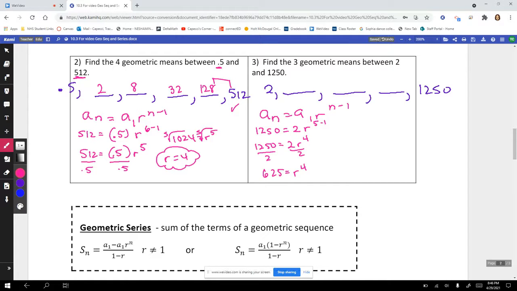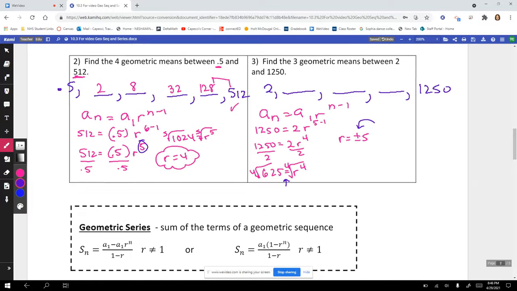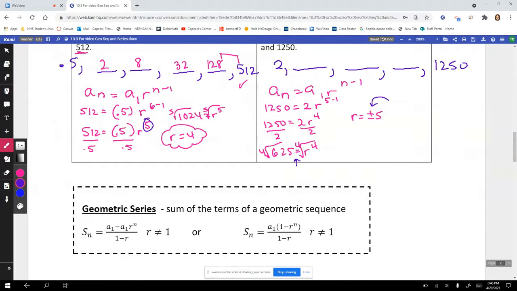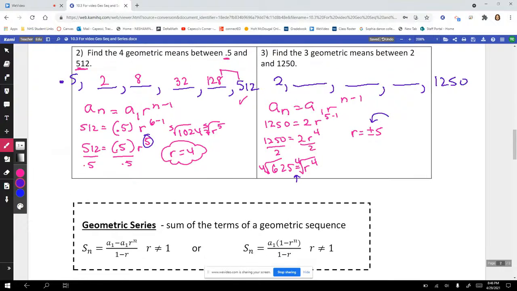Now, this one's slightly different than the previous one. I'm going to take the 4th root of both sides. And I'm left with r is equal to plus or minus 5. Now, we definitely need that plus or minus because we have an even power there, right? When we did the previous example, we took the 5th root, which is an odd power. So there's only going to be one value. But when we take an even root, we're going to have a plus or minus. So in this case, we're going to have 2 sets of values. So I could have 2, and let's say I start with r is equal to positive 5.